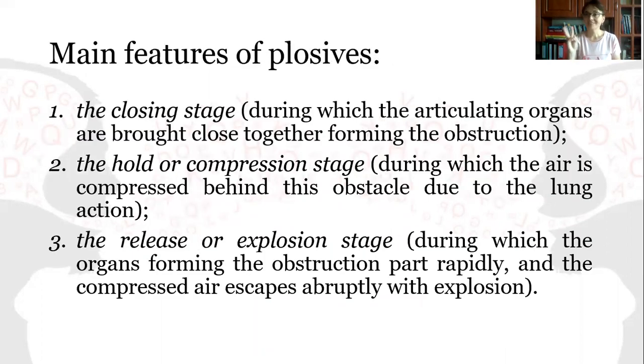Okay, there are three stages in the articulation of a plosive sound. The first one is the closing stage. So during this stage, the articulating organs are brought close together, forming that obstruction. Then there's the hold or compression stage. During this stage, the air is compressed behind the obstacle due to the lung action. And finally, the release or explosion stage, during which the organs forming the obstruction part rapidly and the compressed air escapes abruptly with a kind of explosion.